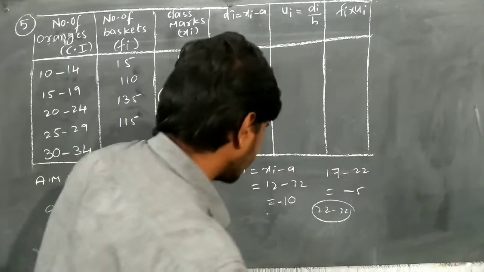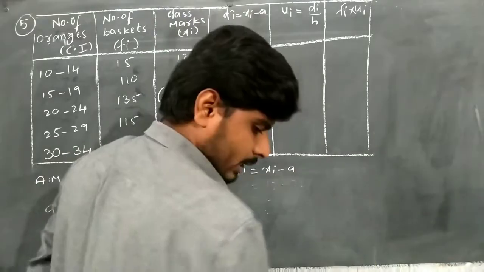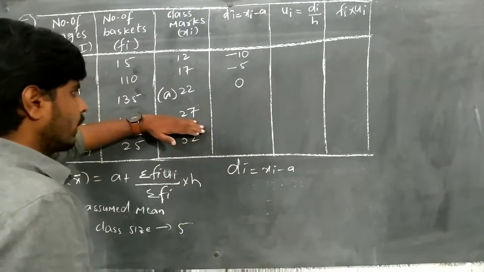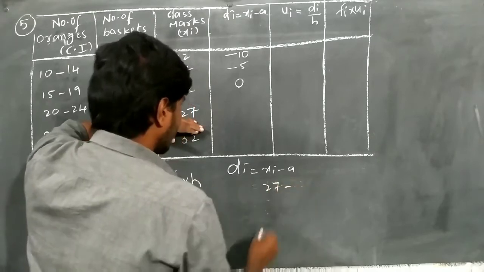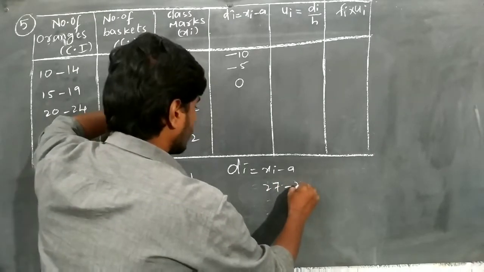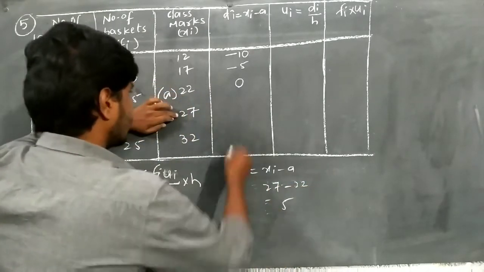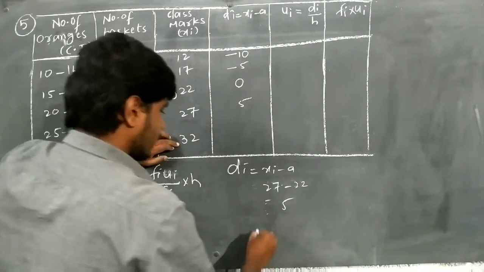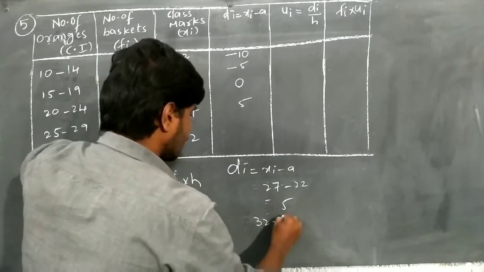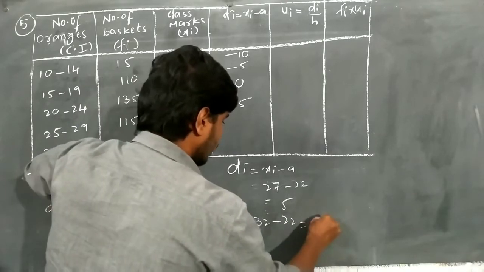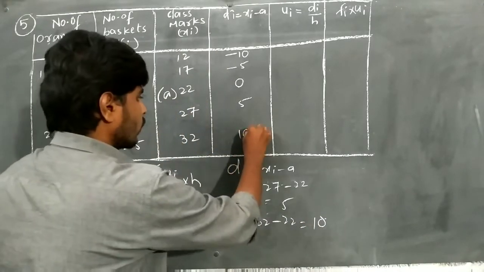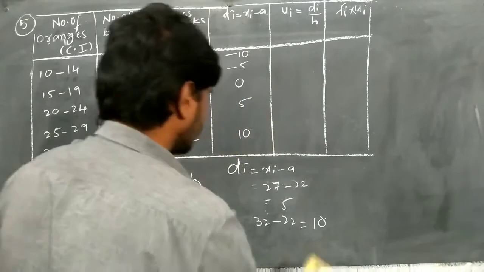Next, xi minus A. Xi value is 27 minus A. A is 22. Okay. 5 is the answer. Here it is 5. Next 32 minus 22, nothing but 10, okay. So these are the deviations we got.